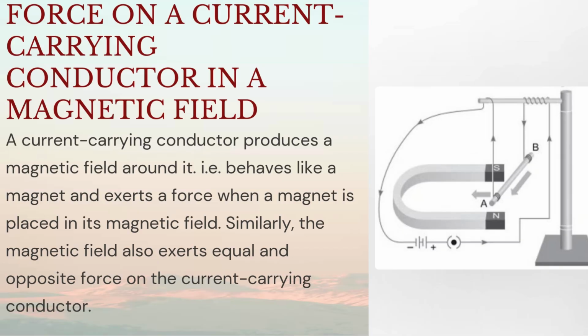Force on a current-carrying conductor in a magnetic field. A current-carrying conductor produces a magnetic field around it. It behaves like a magnet and exerts a force when a magnet is placed in its magnetic field. Similarly, the magnetic field also exerts an equal and opposite force on the current-carrying conductor.